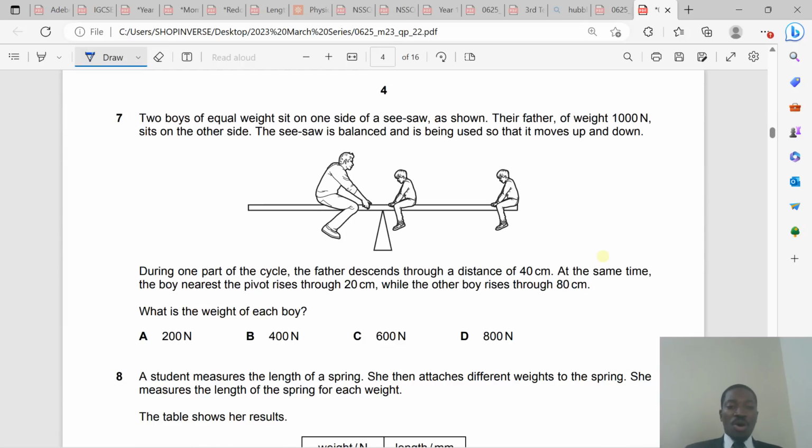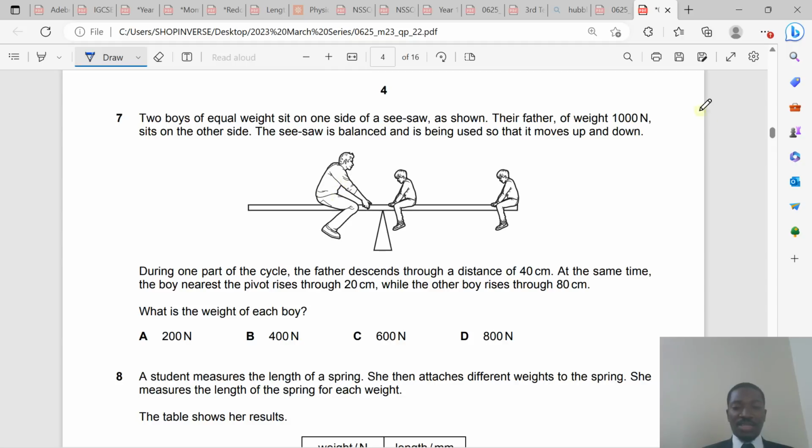2 boys of equal weight sit on one side of a seesaw. Their father, of weight 1,000 Newton, sits on the other side. The seesaw is balanced and is being used so that it moves up and down. During one part of the cycle, the father descends through a distance of 40 centimeters. At the same time, the boy nearest to the pivot rises through 20 centimeters, while the other boy rises through 80 centimeters. What is the weight of each boy?